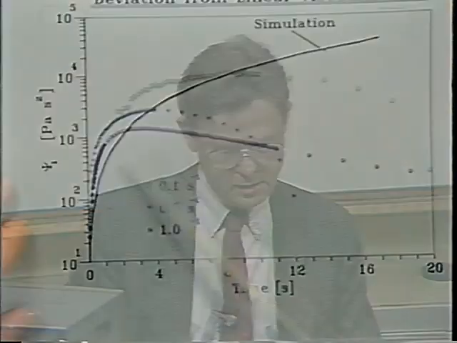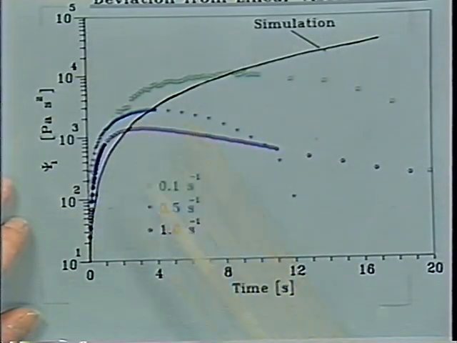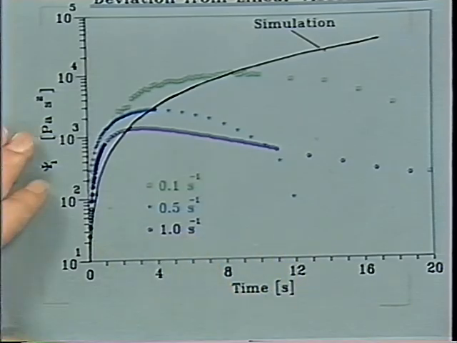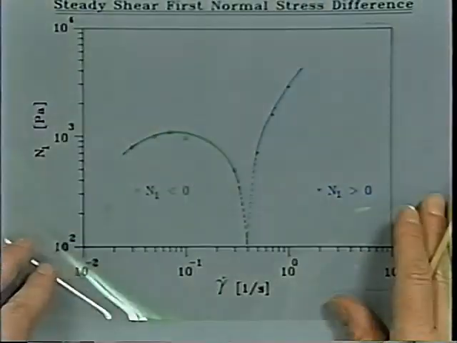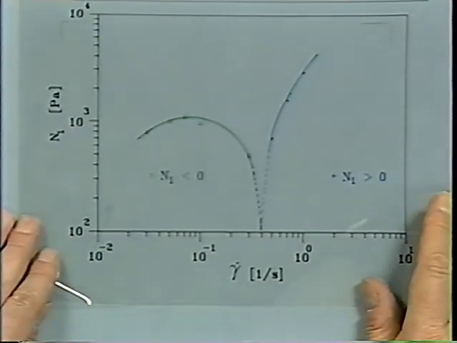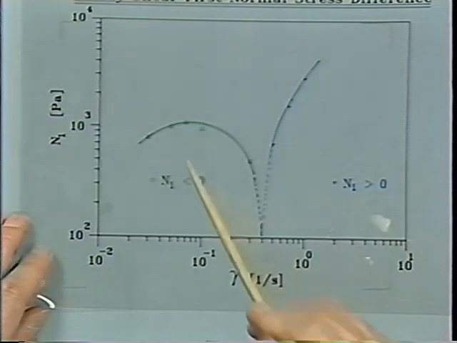We analyzed the data in terms of the spectrum. You can see that the simulation is in pretty good agreement with this initial hump in the data, the initial startup, and then at larger times everything becomes nonlinear. And the steady state values, the values of the normal stress difference after long times, would give principally the same picture as you saw coming from Baird's laboratory.